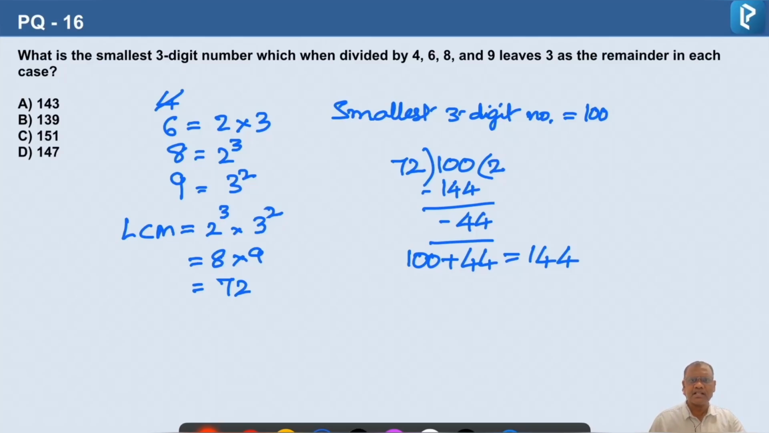But here in the question, we should get a remainder of 3. So to get remainder 3, we need to add 3 to 144. If you add 3, you will get 147. So this is the smallest 3-digit number which leaves remainder 3. 147. Option D is the correct answer.